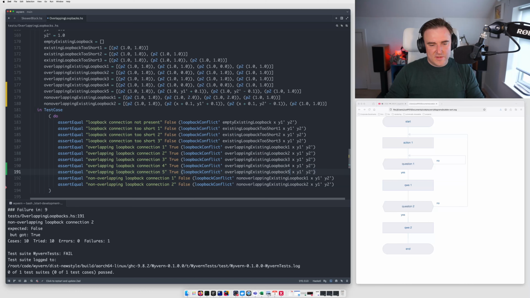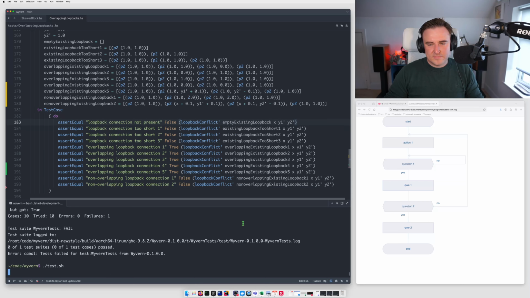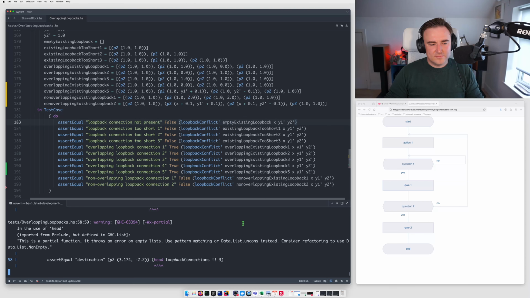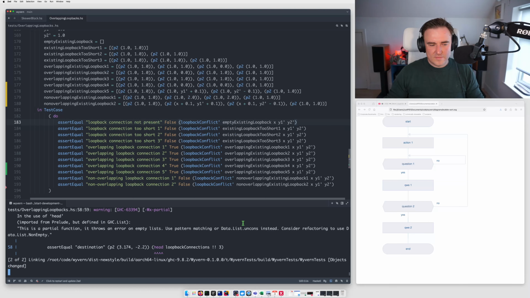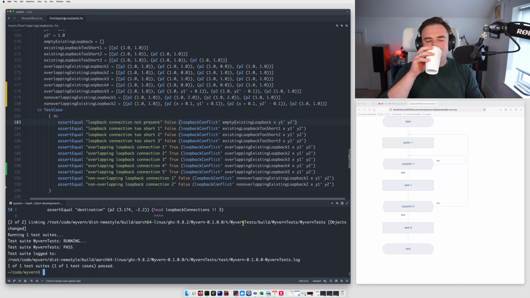So I appreciate this is taking a lot of time to come up with these conditions and with unit tests for them. But I think it's fair, and I'm not in a hurry to rush it. And everything passes. Beautiful. Okay.